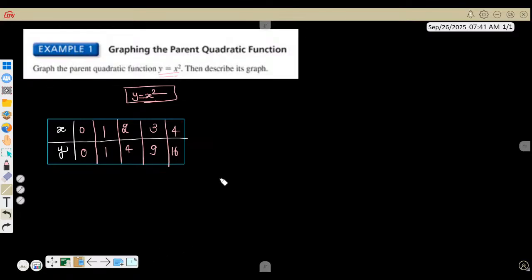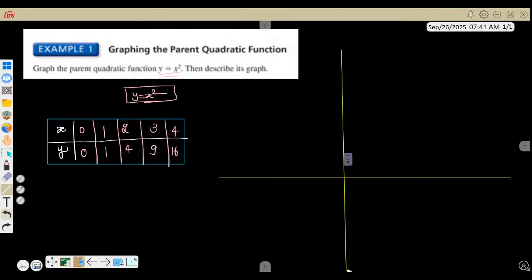Okay. Now make a proper xy plane. This is x-axis and this is y-axis. Any doubt in this? No. So this is called x-axis, and this line is called y-axis. You can see on the y-axis I have 0, 1, 4, 9, 16, too large numbers.